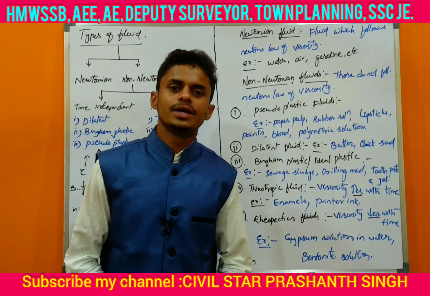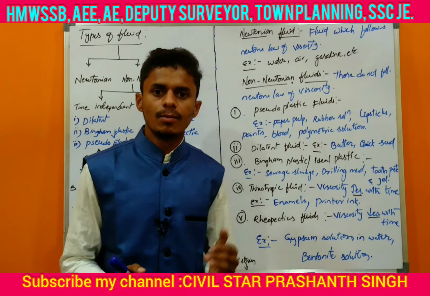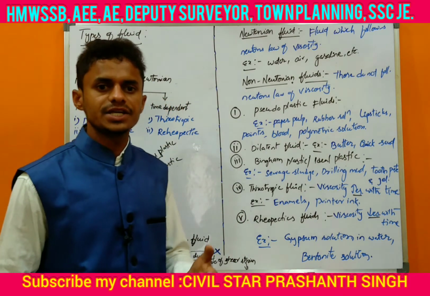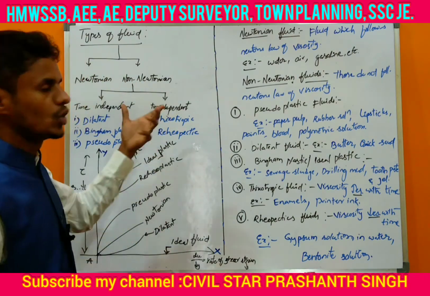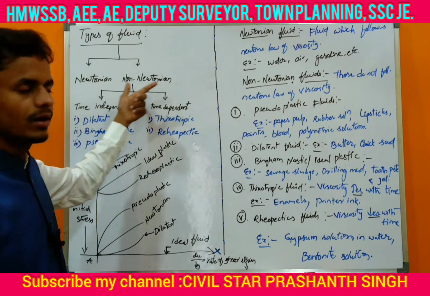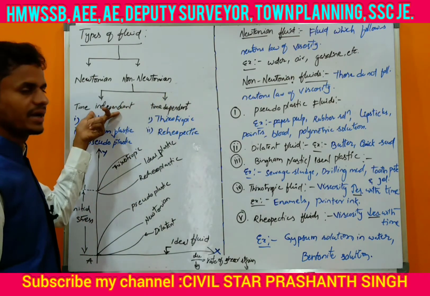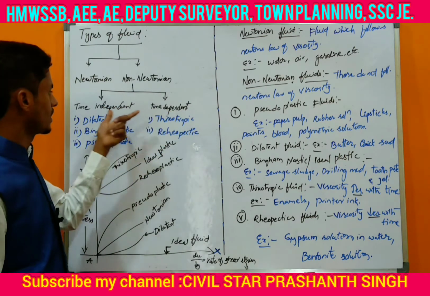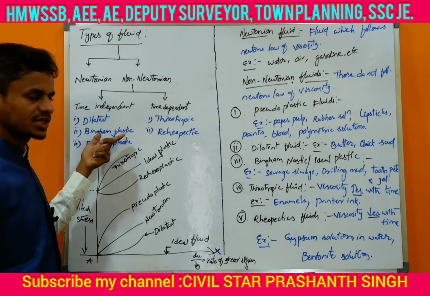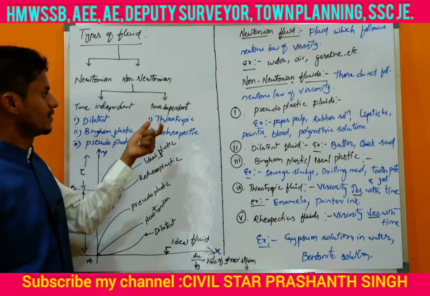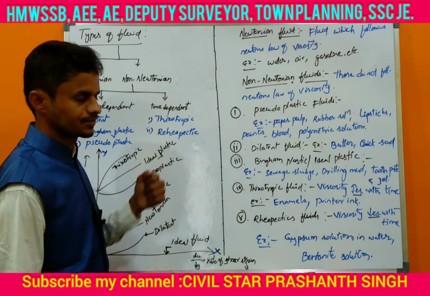Hello everyone. In the fluid mechanics first chapter, properties of fluid, we discussed part 1, basic definitions. Next, part 2, types of fluid. In the types of fluid there are two types: Newtonian fluid and non-Newtonian fluid. In the non-Newtonian fluid we have time independent and time dependent. Examples for the time independent are dilatant fluid, Bingham plastic and pseudoplastic. For the time dependent, thixotropic and rugoplastic.